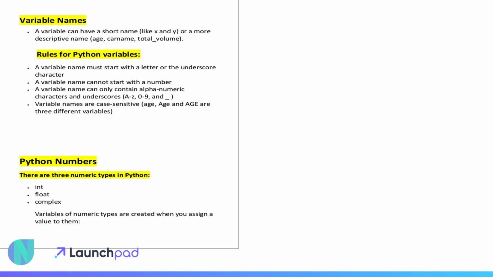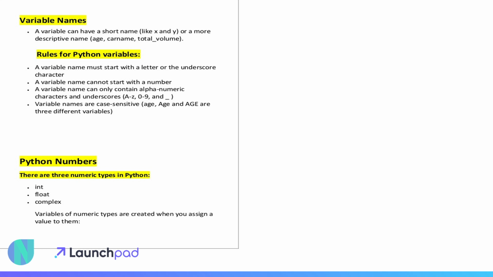So now, what is a variable name? A variable name can be a short name like X, Y, A, B, C or any alphabet, or a descriptive name like age, car name, total volume, anything.